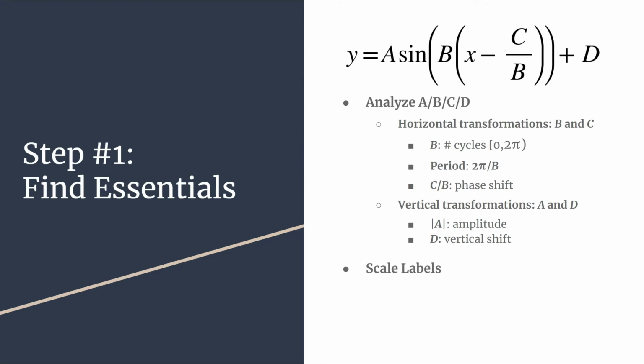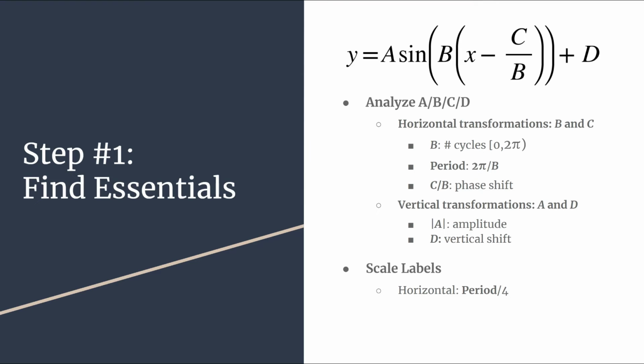All right, and then the last bit of essential information, this is your really last piece of setup. You'll find your scale labels. So this is what you're going to count by for labeling your tick marks on your axes. And we have a very particular way we do this with our horizontal scale labels. Take your period and divide by 4.